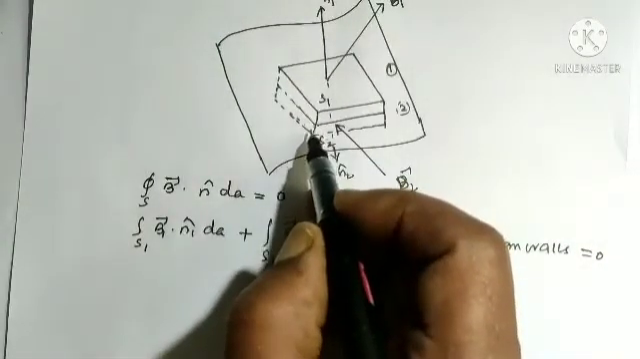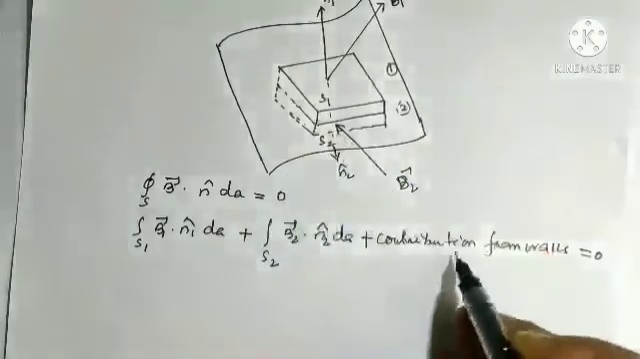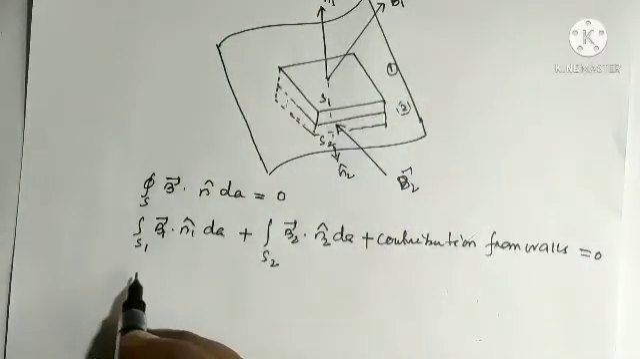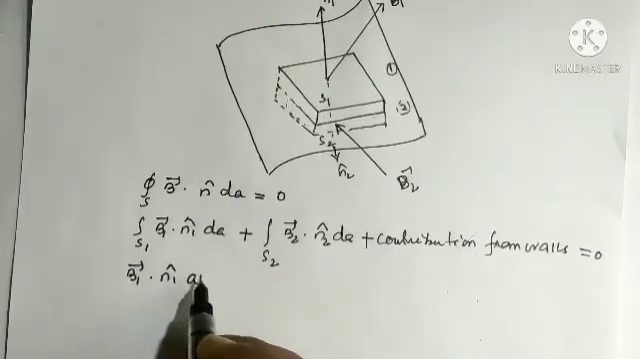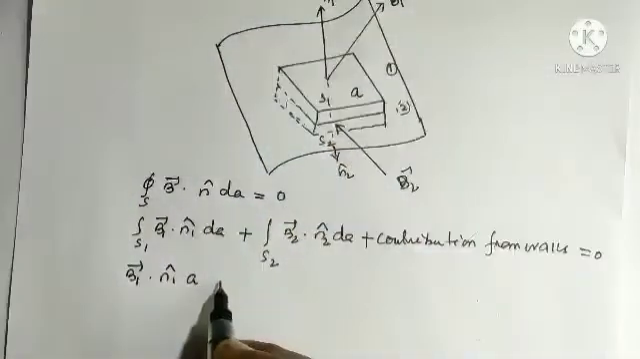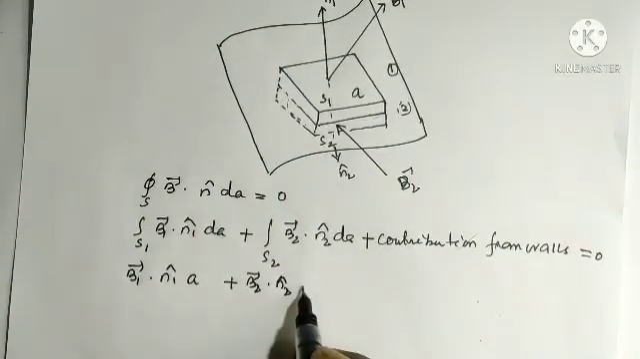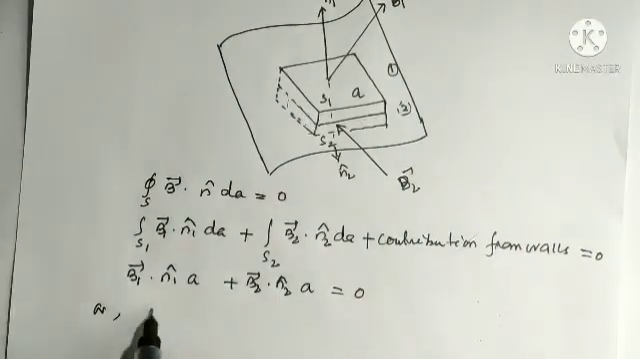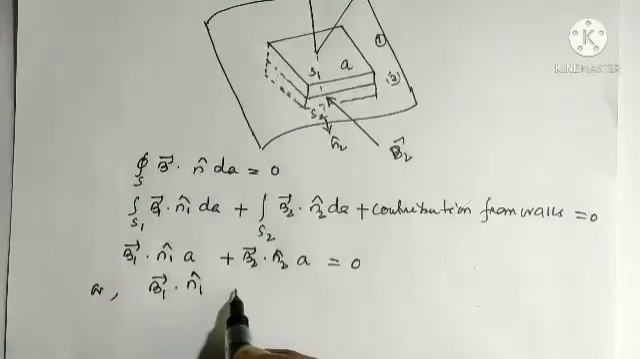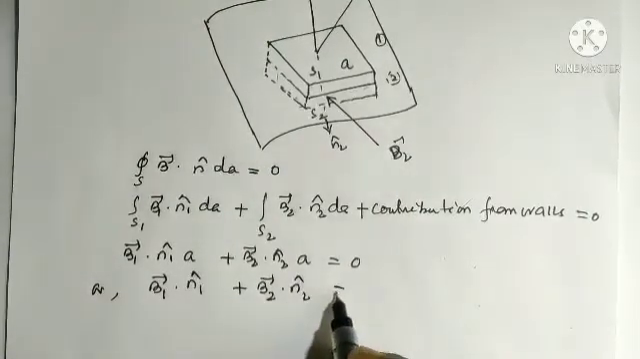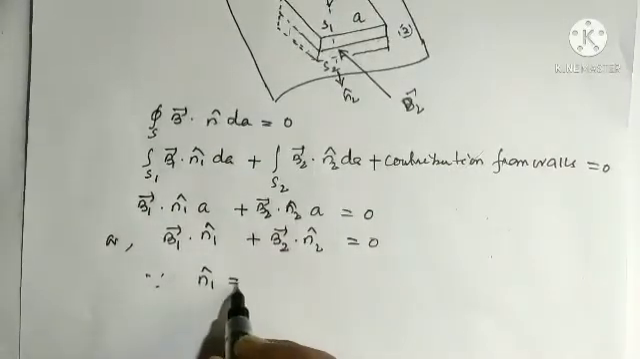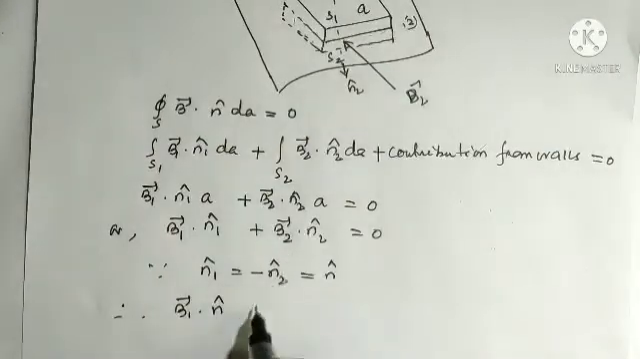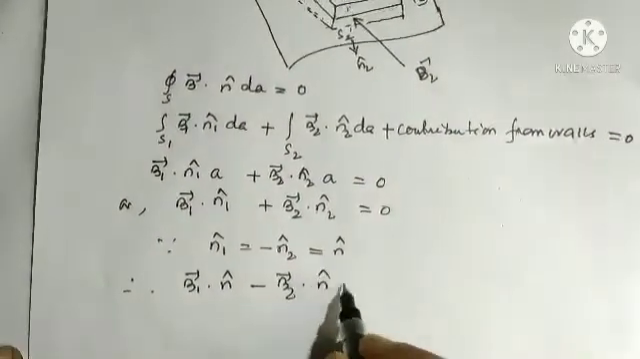The edge of the wafer is very thin, so the last term vanishes because the flux through these walls is 0 as thickness tends to 0. So we can write B1 dot n1 cap into A, since the surface integral of dA is A, plus B2 dot n2 cap A is equal to 0. The area of the top surface is A, and the area of the bottom surface is also A. Or we can write B1 dot n1 cap plus B2 dot n2 cap is equal to 0. Since n1 cap is equal to minus n2 cap is equal to n cap, we have B1 dot n cap minus B2 dot n cap is equal to 0.